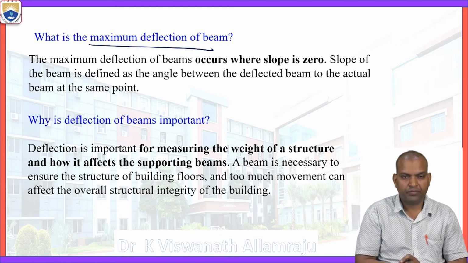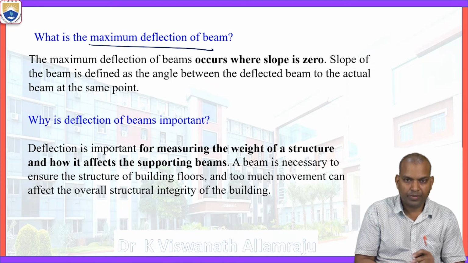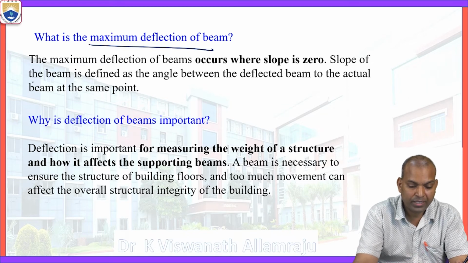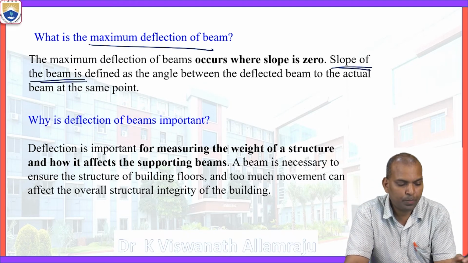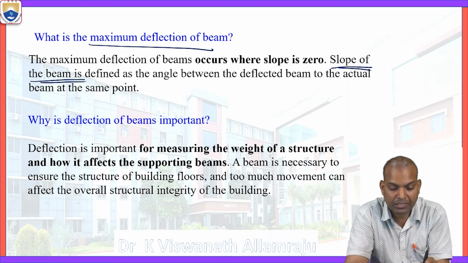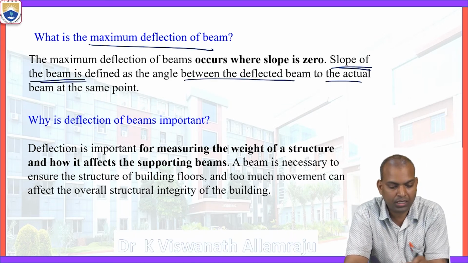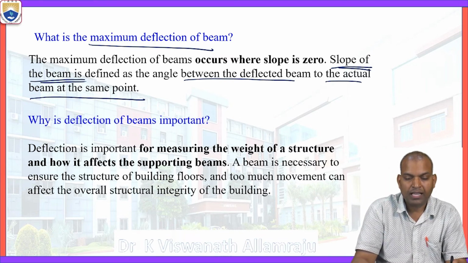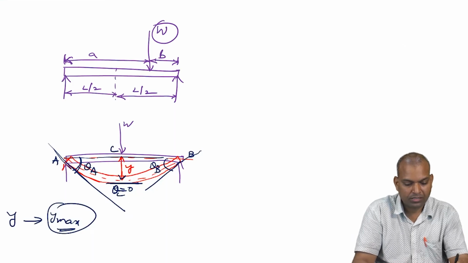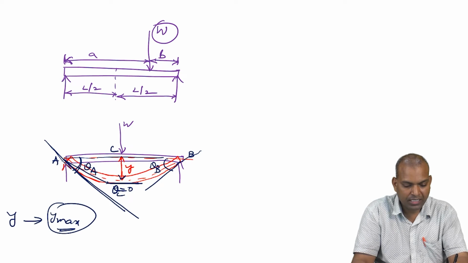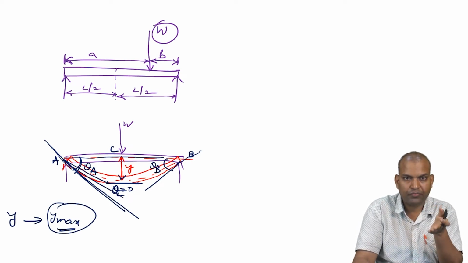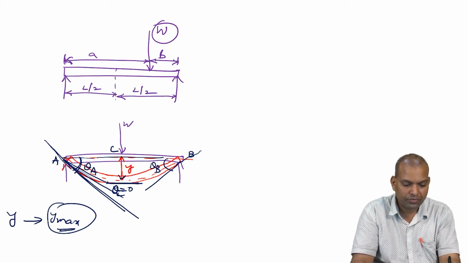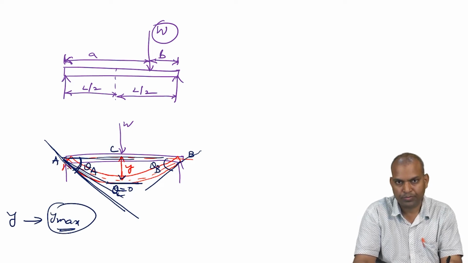What is the maximum deflection of the beam? The maximum deflection of the beam occurs where the slope is 0. How to define the slope? The slope of the beam is defined as the angle between the deflected beam and the actual beam at the same point. This is the angle between the deflection curve and the original axis. But how can we find it at a point? From the fundamentals of mathematics, we have to draw the tangent. The angle between this curve's tangent and this axis is known as the slope.